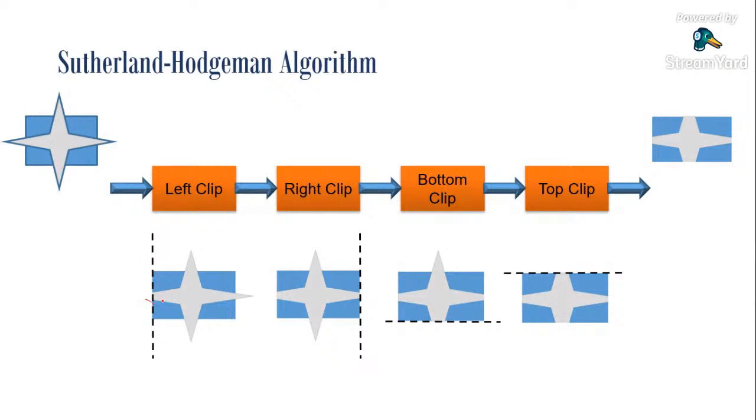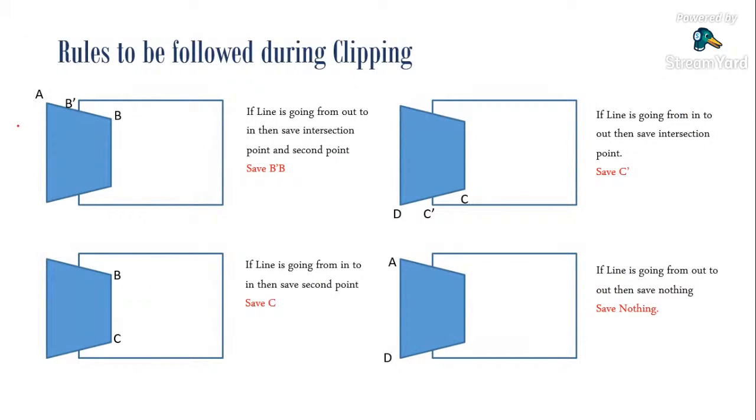So for clipping purpose, you have to follow a few rules. Those rules are: suppose A, B, C, D is the polygon, and if the line or edge is going from outside to inside, as A is outside the window and B is inside the window, then save the intersection point. This is the intersection point, that is B dash. Save the intersection point and the second point, that is, you have to save B dash and B.